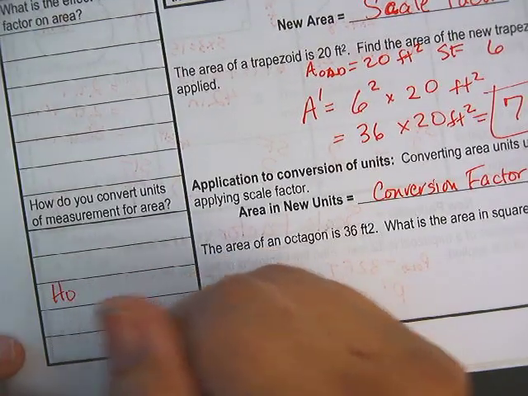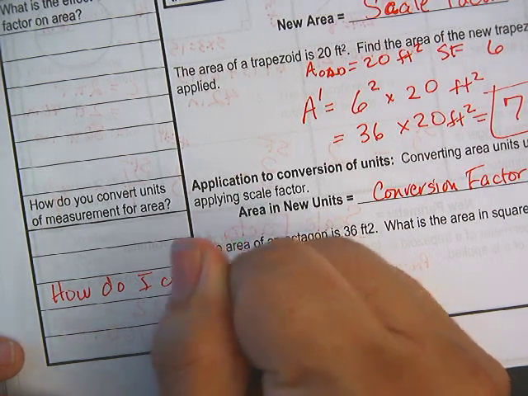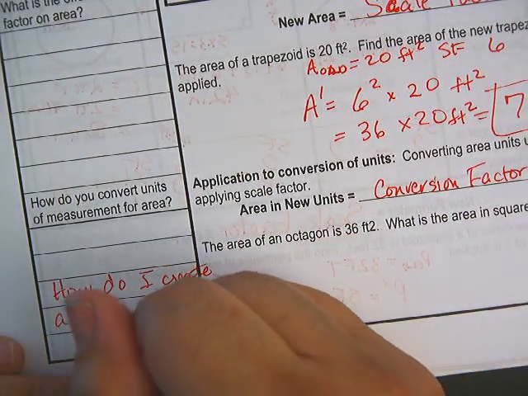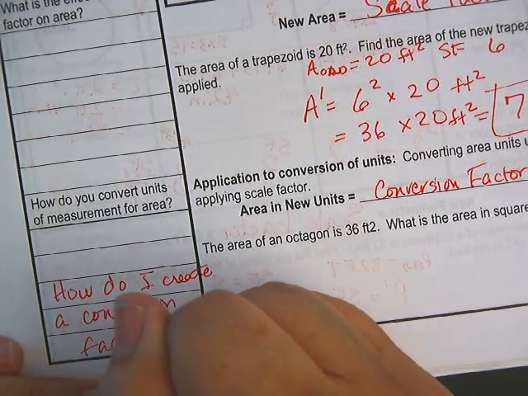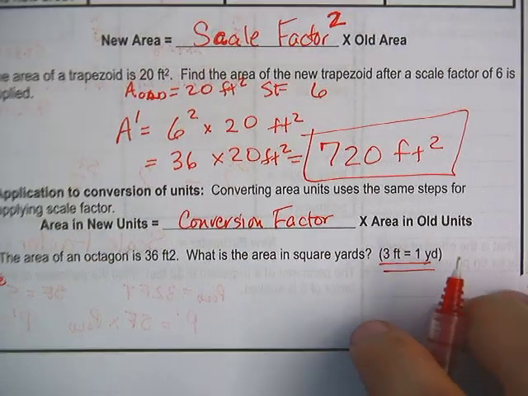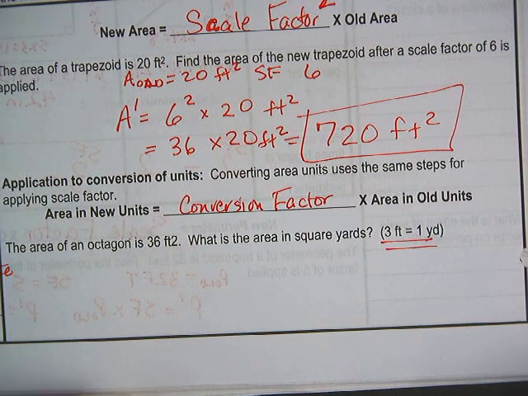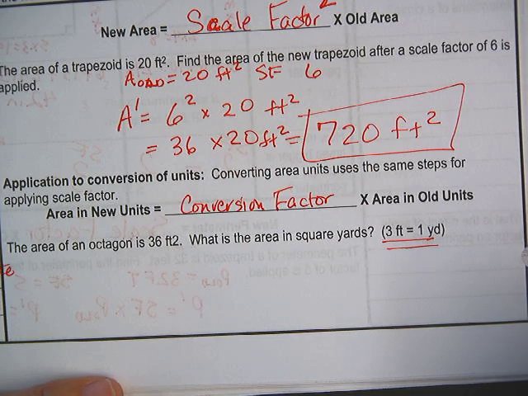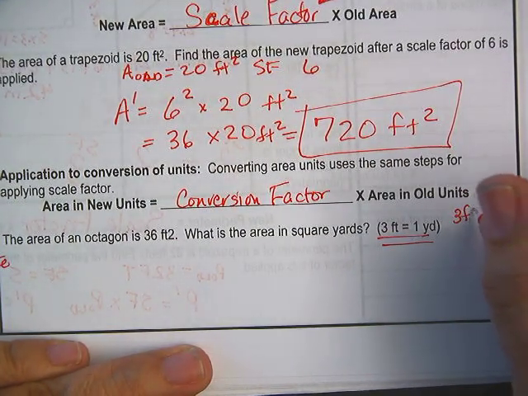Okay, now how do I create this conversion factor? That's a good question. Well, basically, they're going to generally give you something like this, where they're going to say, in your old units is this many new units, or that many old units.